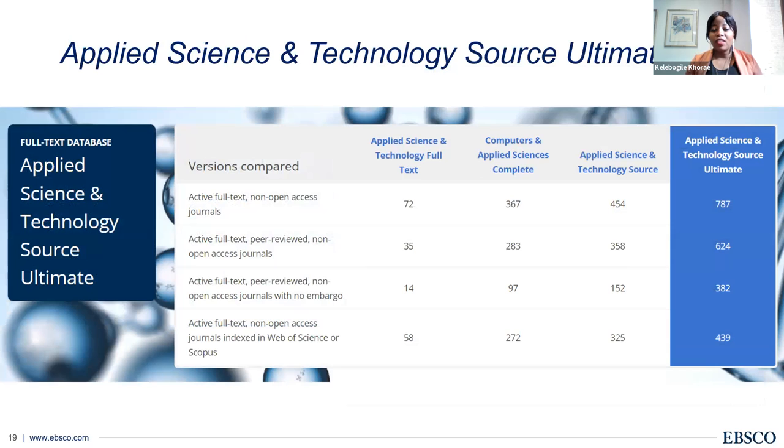Again, when we look at the comparison, if we do have customers that are subscribing to our Applied Science and Technology Source, you can see the number of content that is provided in the Ultimate. So we do encourage you, if you want more content, consider upgrading to the Ultimate, or if you do have a gap within your university that needs to cover for applied science and technology, Ultimate source would be what we would recommend for you to take.